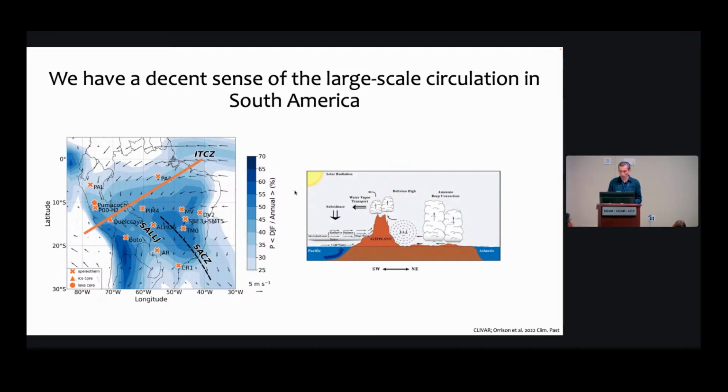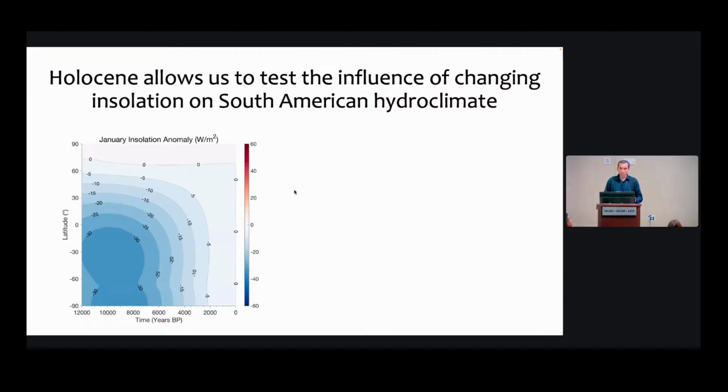Where you have the Andes here, and then you have the low-level jet coming out, and then you have convection here happening in the Amazon, and then what Xiaojing mentioned, there's also the Bolivian high, and the Nordeste low further out. So because of its seasonal cycle, seasonality, which we can think of as being affected by insolation.